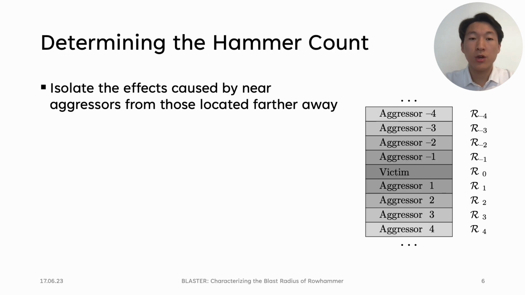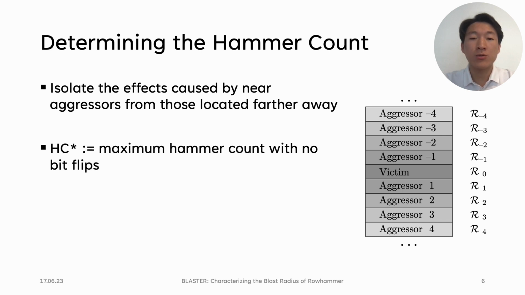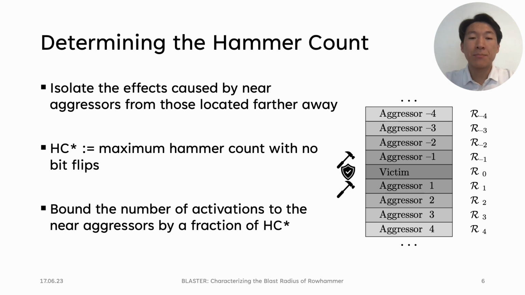To investigate the impact of far aggressors, we need to isolate the effect of near aggressors from those located further away. In other words, we want to ensure that the near aggressors alone do not cause any bit flips. To achieve this, we define HC* as the maximum hammer count with no bit flips. When the near aggressors are hammered HC* times, no bit flips occur in the victim row. In subsequent experiments, we bound the number of activations to the near aggressors by a fraction of HC*, which enables us to differentiate the effects caused by more distant aggressors.